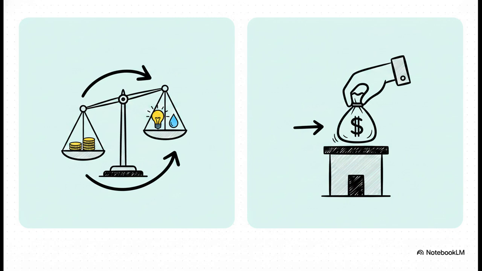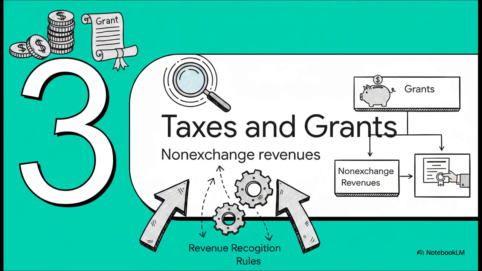We're talking taxes, grants, donations, and here's why this is a huge deal for your exam. Governments rely heavily on non-exchange revenues. That's exactly why we need these special, dedicated rules for recognition. Which brings us nicely to Section 3, navigating taxes and grants.